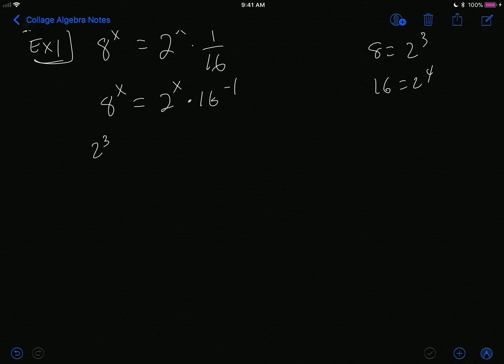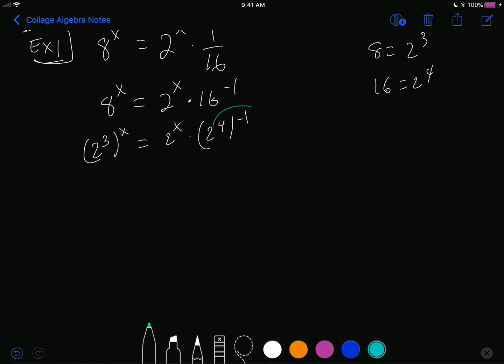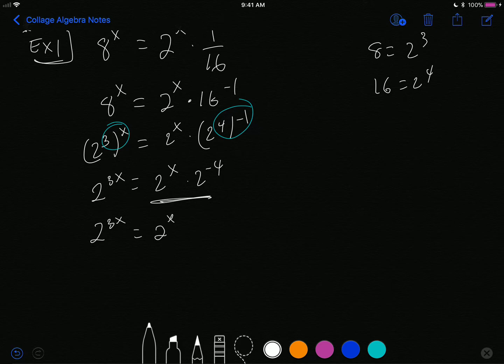So this becomes 2 to the third to the x is equal to 2 to the x times 2 to the 4 to the negative 1. Of course, these need to be multiplied. And so therefore this is 2 to the 3x is equal to 2 to the x times 2 to the negative 4. Now, unfortunately, I cannot cancel my bases just yet because I got 2 of these over there, so I have to combine them. And when we combine, we simply add the powers. And so this is 2 to the 3x is equal to 2 to the x minus 4 when I add those powers together.